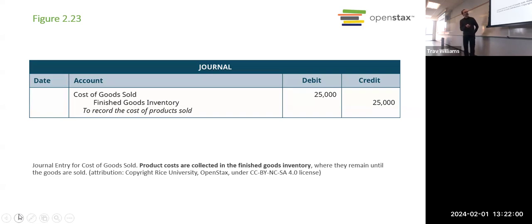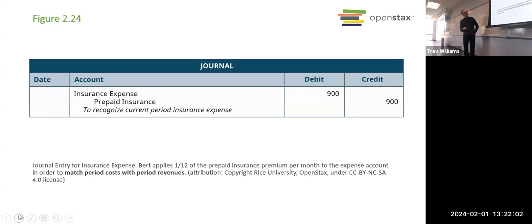Okay. And a similar thing happens here. Prepaid insurance goes from being an asset until time has passed and that insurance has expired. And at that time, it becomes an insurance expense.